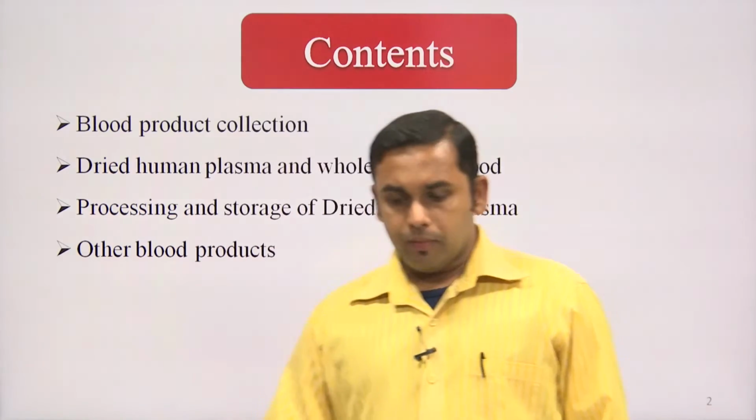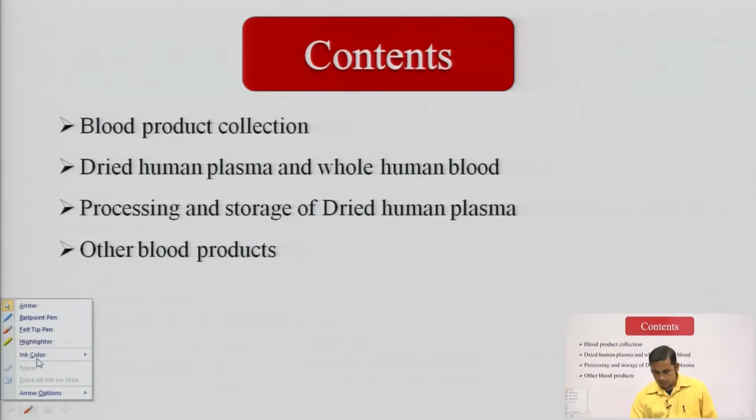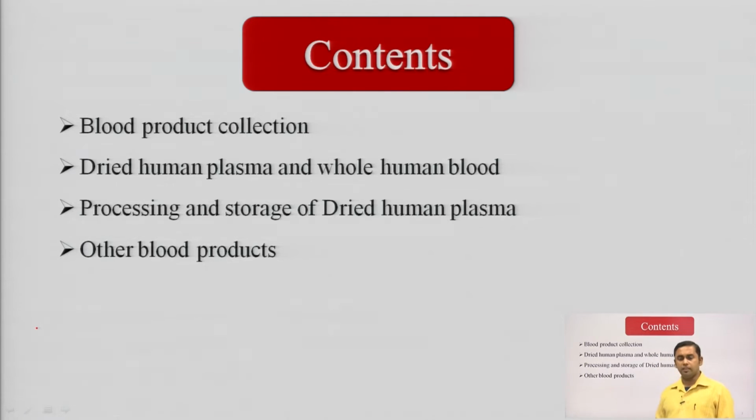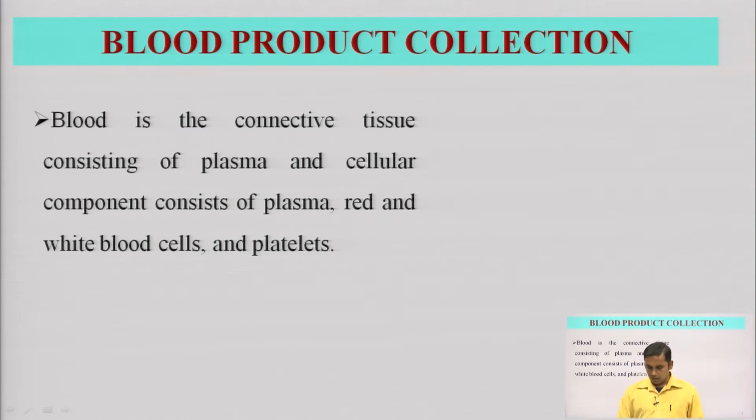I am going to tell you about the various kinds of blood product collection, how you can collect various types of blood. I will also tell you about dried human plasma. Then I will also tell you how you can process and store dried human plasma and other kinds of blood products. Before discussing, let me tell you some basic understanding.